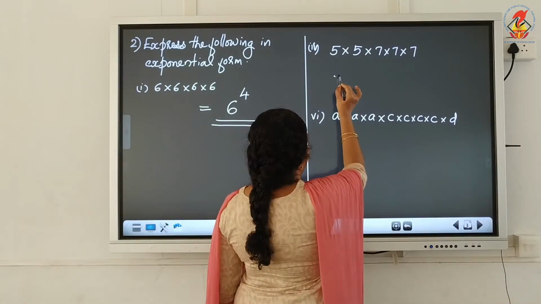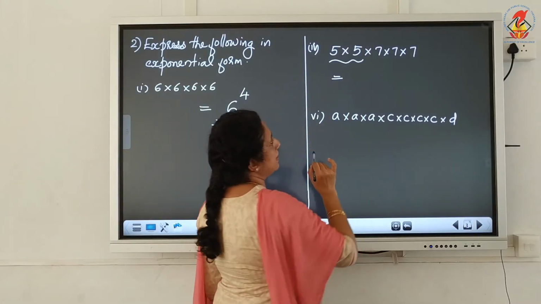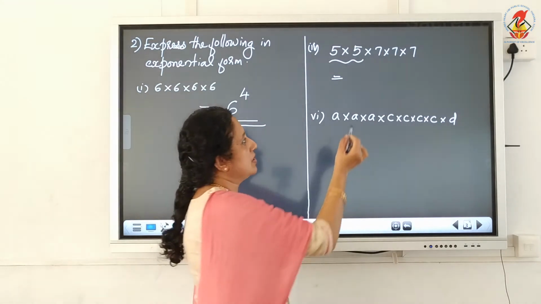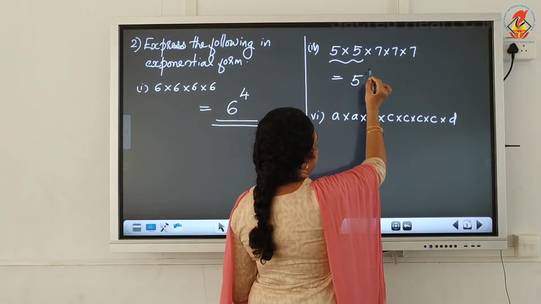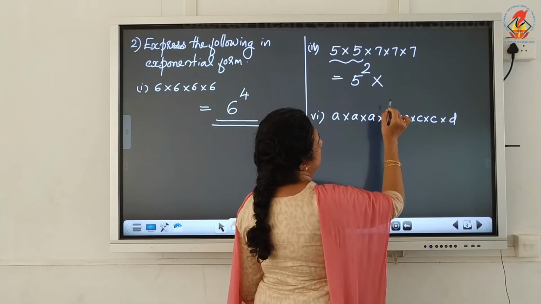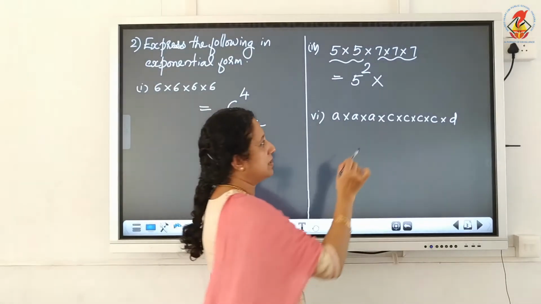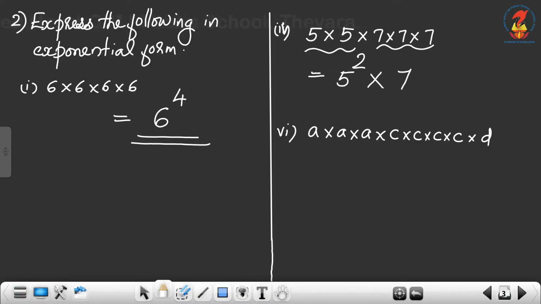Now next one. 5 into 5 into 7 into 7 into 7. Here look at that, the number 5 is multiplied by itself 2 times. So we can write 5 raised to the power 2, 5 squared, into 7 is multiplied by itself 3 times. Therefore we can write it as 7 raised to the power 3, that is 7 cubed. So 5 squared into 7 cubed.